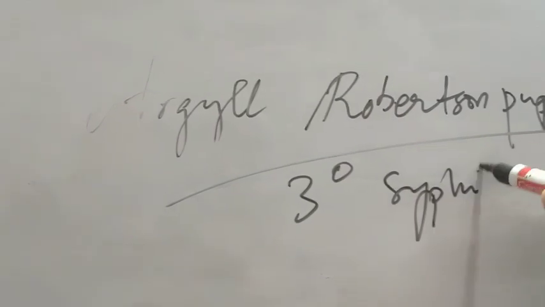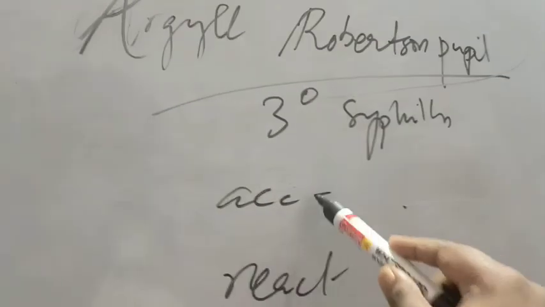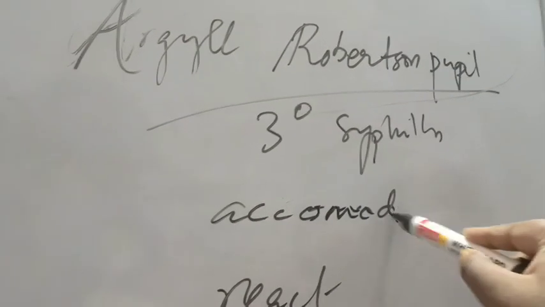Okay. Argyll Robertson pupil. This is seen in what? Tertiary syphilis. That is neurosyphilis, obviously. But everyone knows it is Argyll Robertson pupil. But the question is whether it accommodates or not, and whether it reacts or not. How will you remember it?